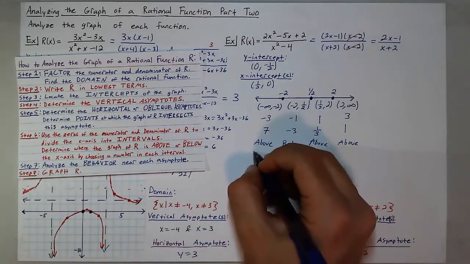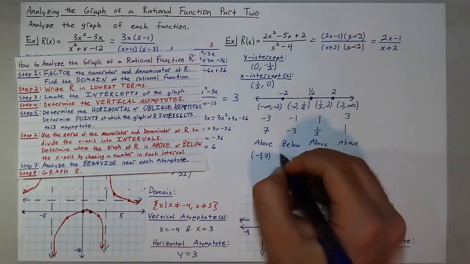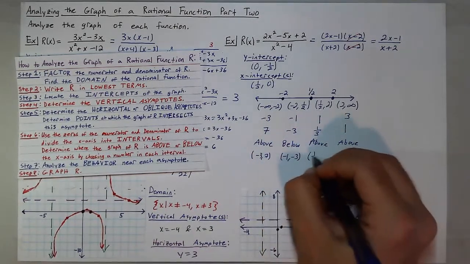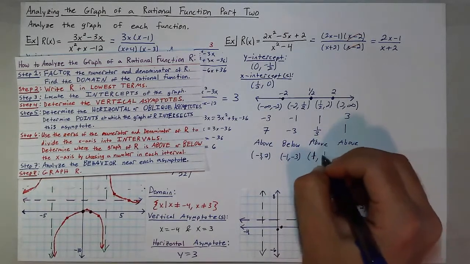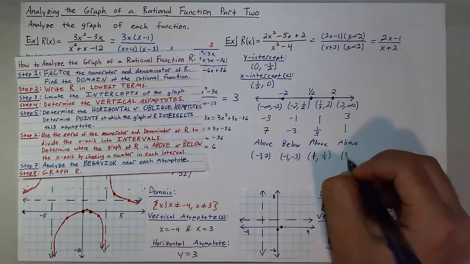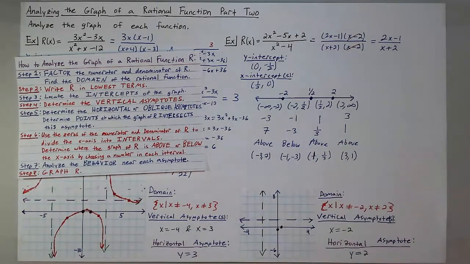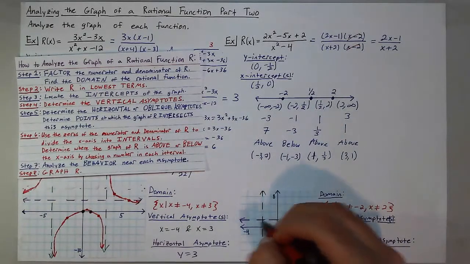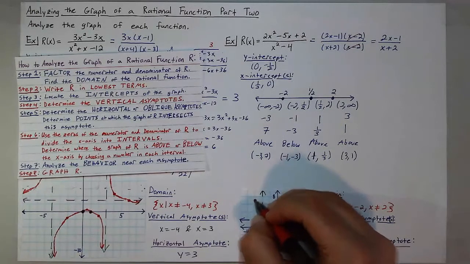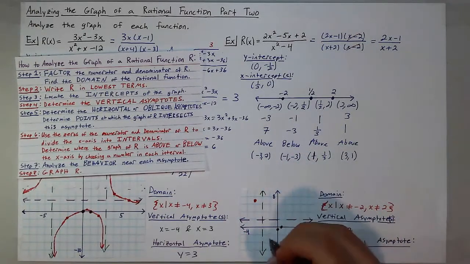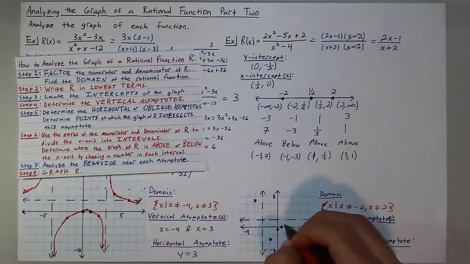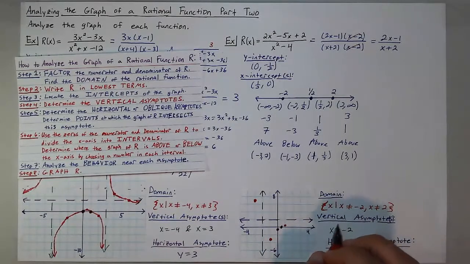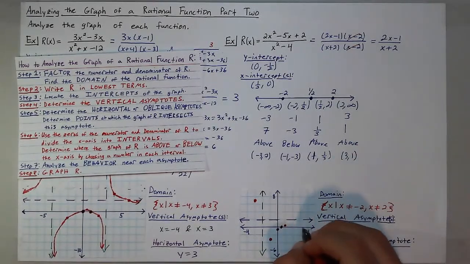So I want to plot the points. Negative 3, 7. Negative 1, negative 3. 1, positive 1/3, and then 3, 1. So negative 3, 7, negative 1, negative 3, 1, 1/3, so just above the x-axis, and then 3, 1, right in the middle.